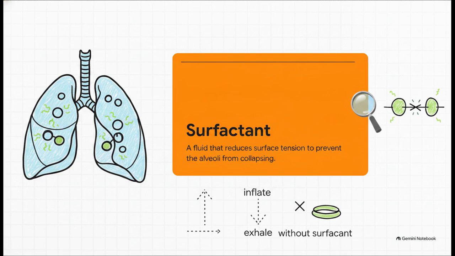Now, there's also a vital built-in protection mechanism you absolutely need to know about for your exams: surfactant. Think of surfactant as a specialized, soapy fluid coating the inner surface of the alveoli. Its main job is to reduce surface tension. Without surfactant, those tiny alveoli would stick together and completely collapse every single time you exhaled. It would make it virtually impossible to inflate your lungs again. So yeah, it is a critical, life-saving substance.